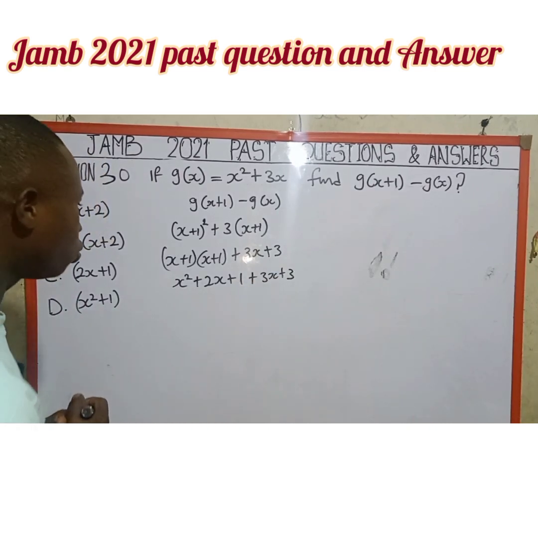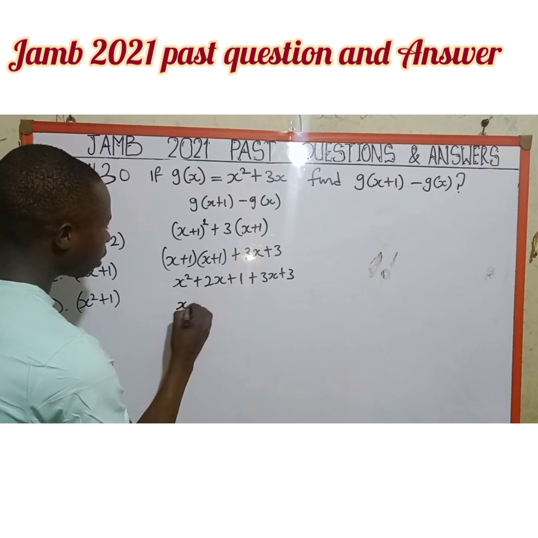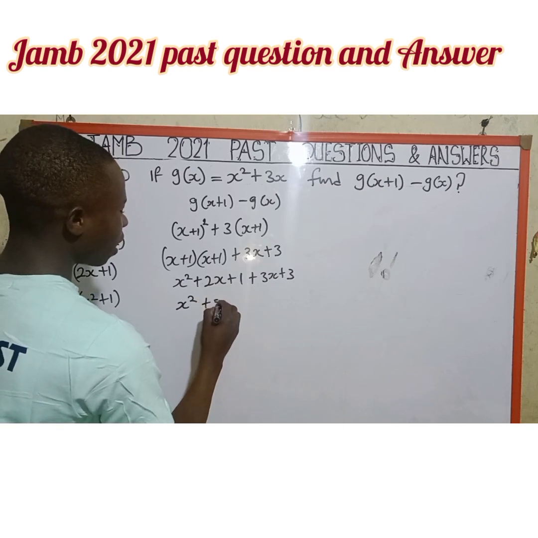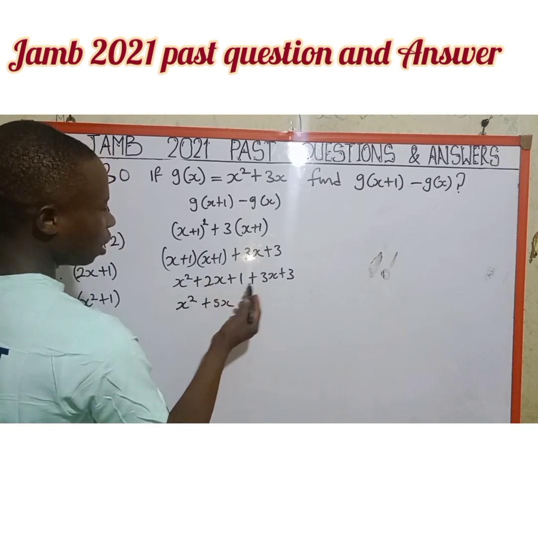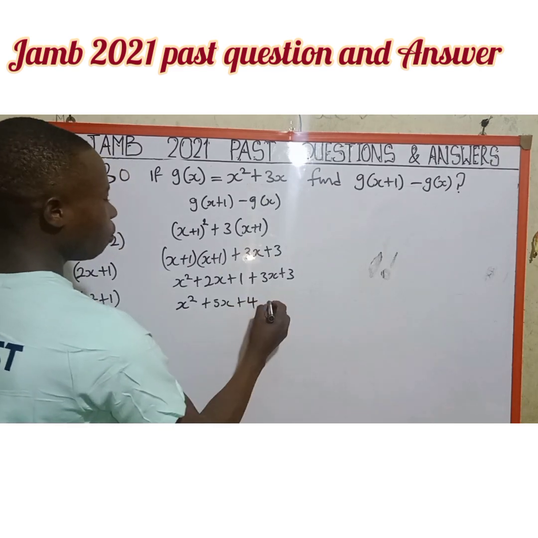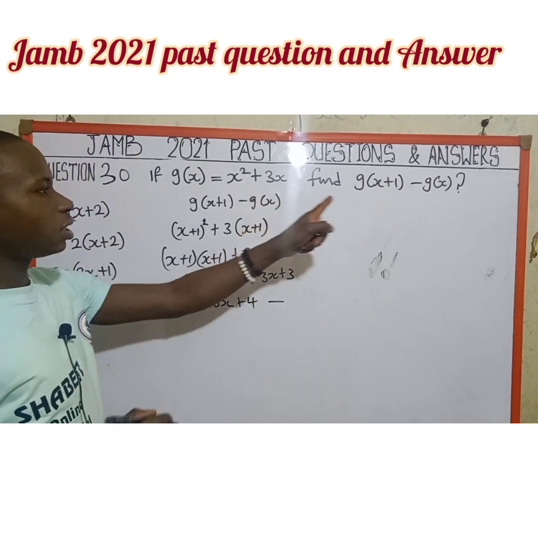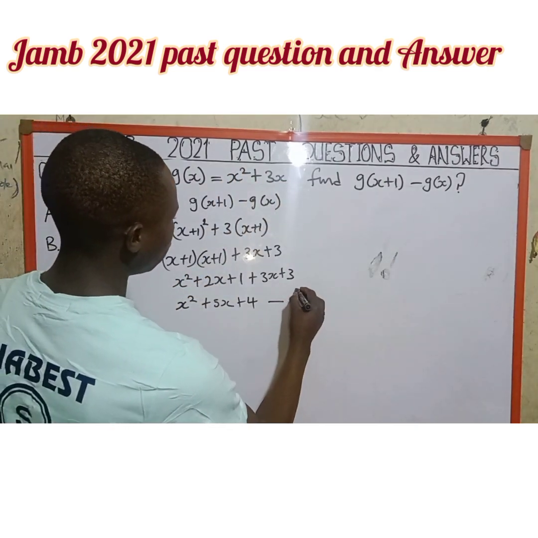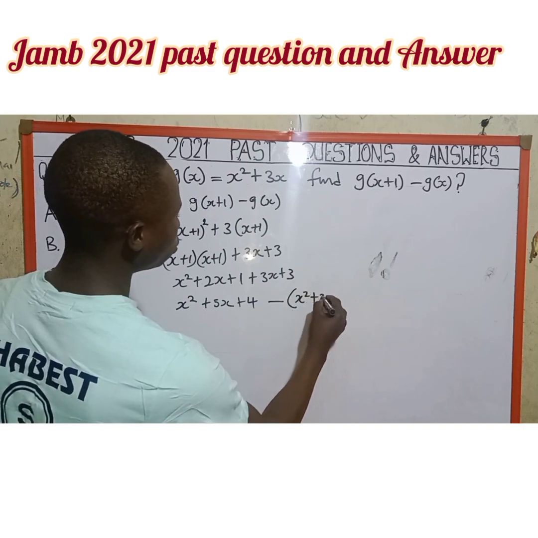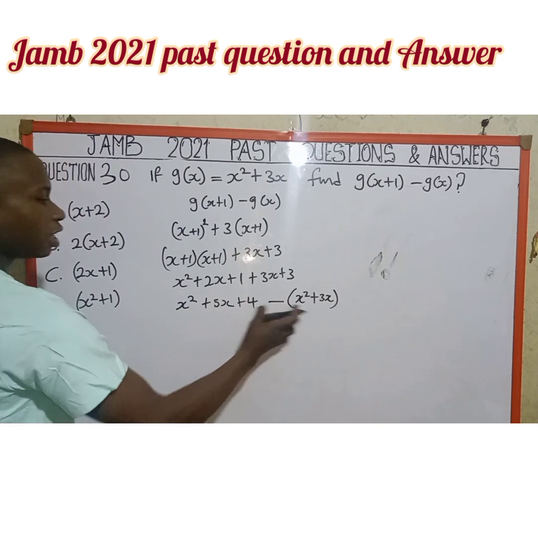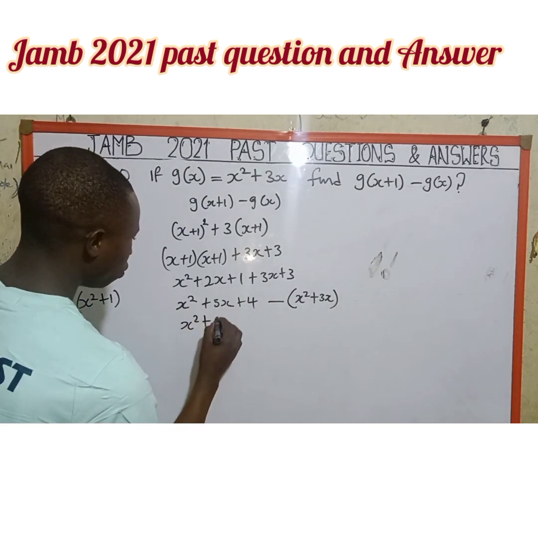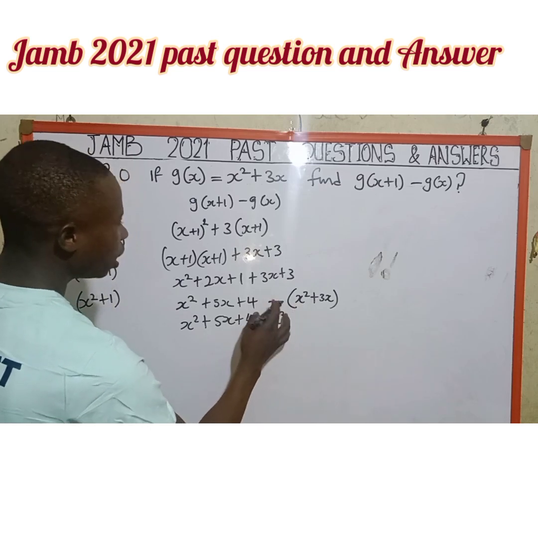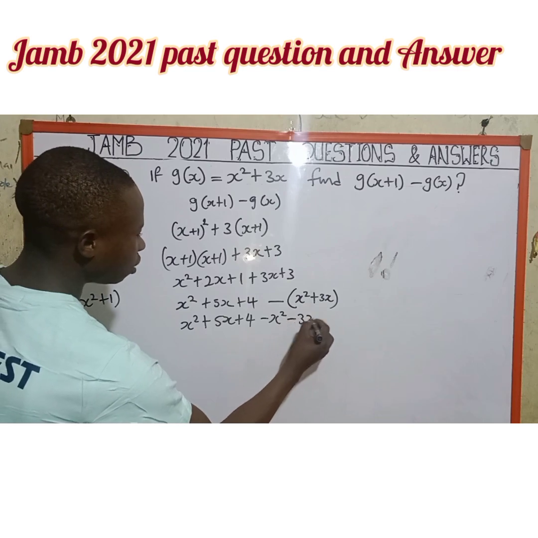The next thing we are going to do is combine the like terms. We have s squared, then 2s plus 3s gives 5s, then 1 plus 3 gives 4. So minus, remember our g of s, which is s squared plus 3s. So we put it in a bracket, s squared plus 3s, and we use this negative to open the bracket. I'll have s squared plus 5s plus 4, then negative multiplied by s squared gives negative s squared, then negative multiplied by 3s gives negative 3s.